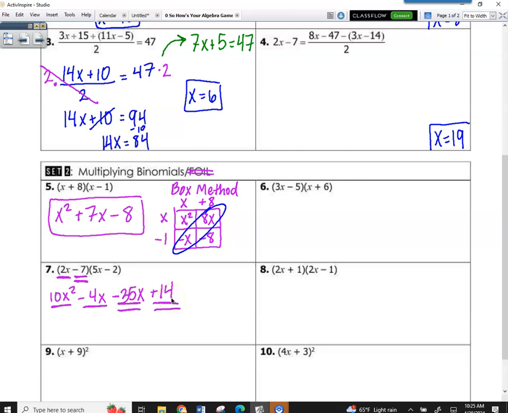And then the 2 terms in the middle will always combine. If they don't, you've done something wrong. 2 terms in the middle will always combine. These are like the ones that ended up on the diagonal. So we got 10x squared. What's negative 4 minus 35? Yep. And then bring down 14.